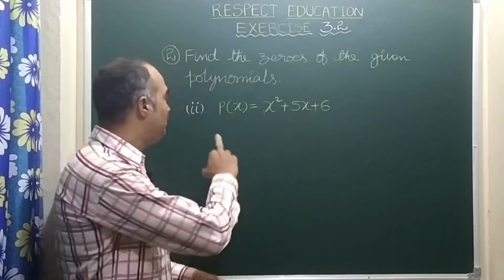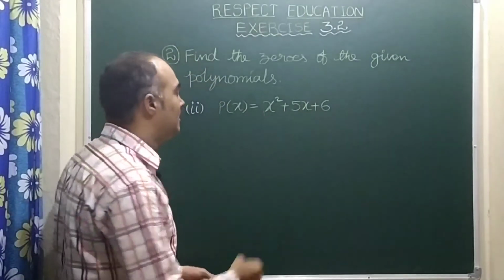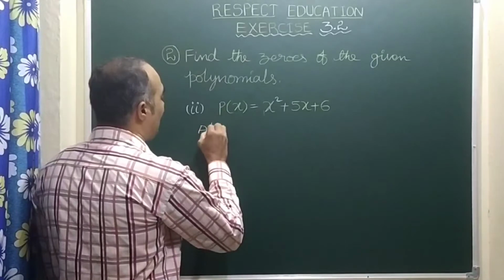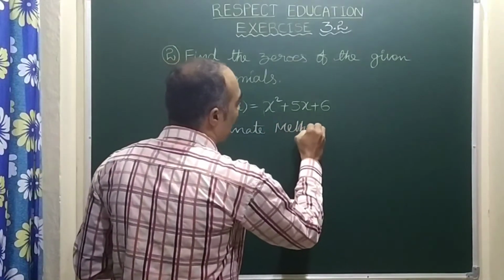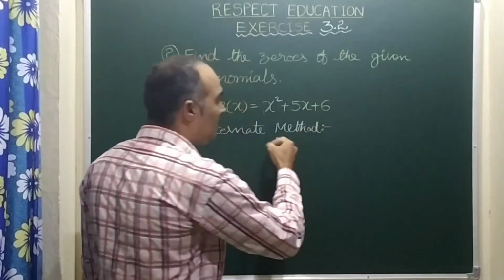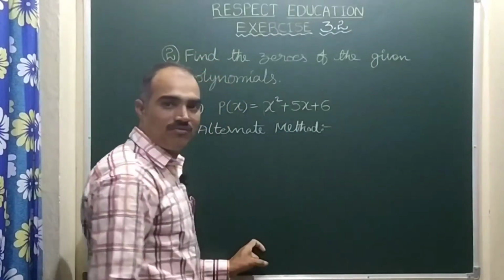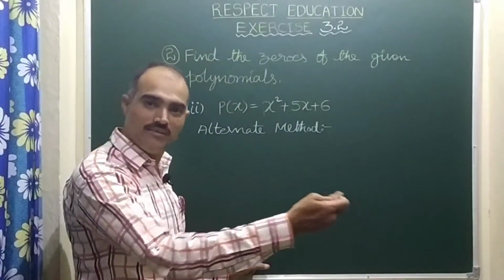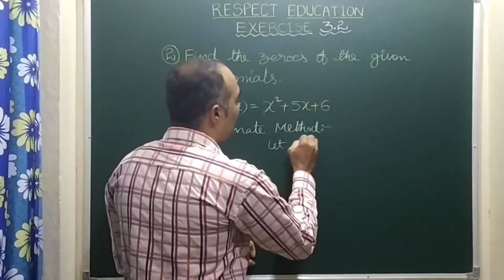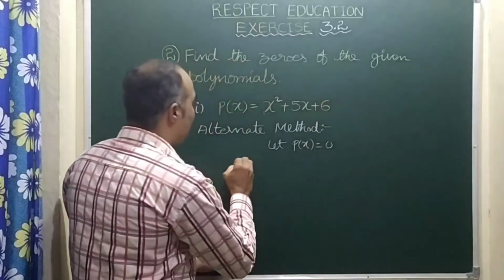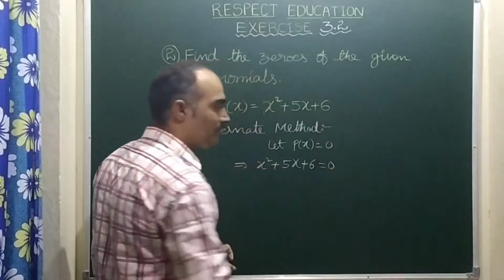Now let us solve the same bit, that is the second bit, p of x equal to x square plus 5x plus 6, in another method. So let us take it as an alternate method. In the examination you can do either the previous one or this one. Actually this method will be introduced in chapter 5, that is quadratic equations, which you are going to learn in further classes. So here let p of x equal to 0, then x square plus 5x plus 6 equal to 0, right?